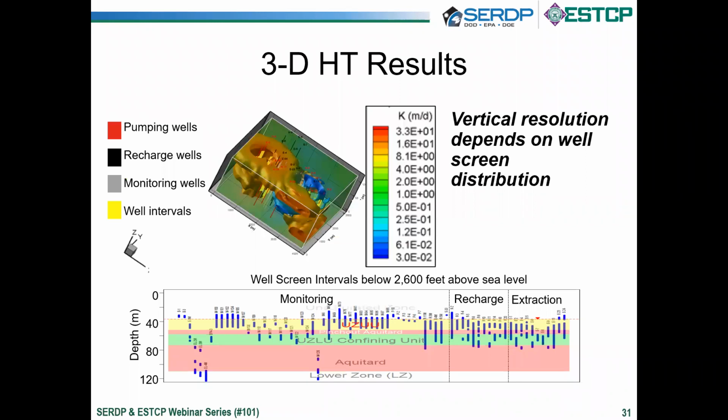And then the next step is we consider the screen interval of different wells. Most of the wells are screened in the upper unit, and then there is an intermediate unit in between. Some of the wells are screened in the lower unit. And we did the three-dimensional inversion and came up with the distribution of hydraulic conductivity in 3 dimensions.